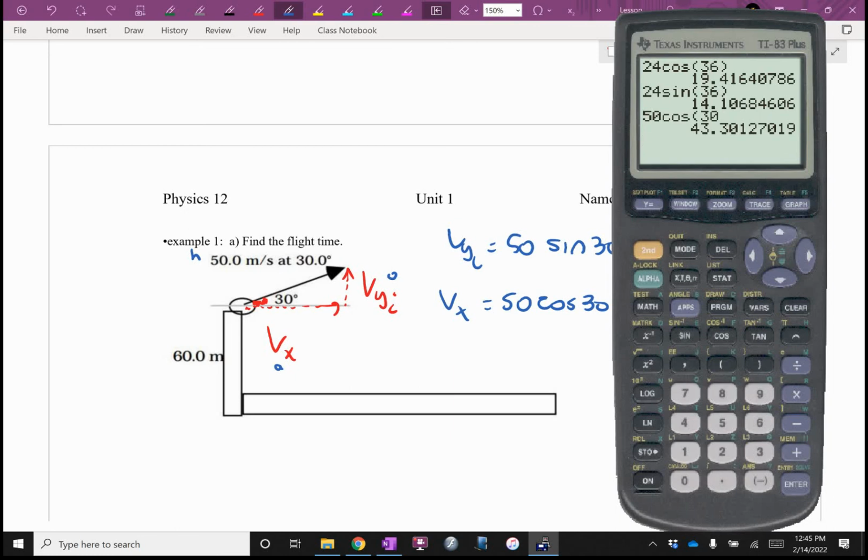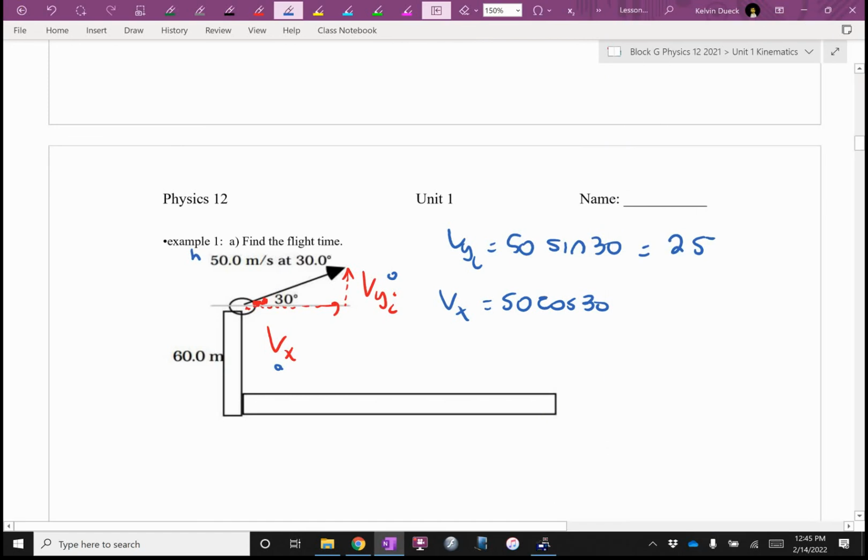40.30. I'm going to carry some extra sig figs. I'll go 43.301.